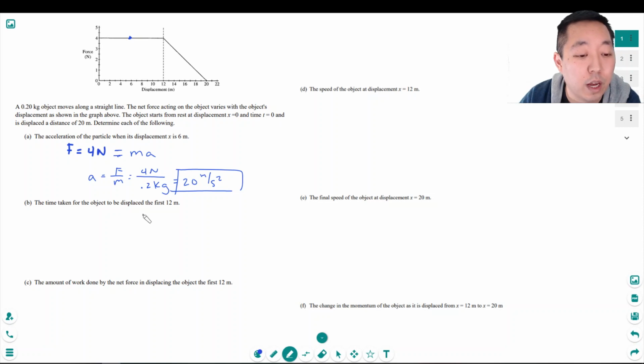The time taken for the object to displace the first 12 meters. Well, this whole time it's subject to a constant acceleration of 20 meters per second squared. If I want to look at displacement, I'm looking at this kinematic equation, v naught t plus 1/2 a t squared, or this equation, v squared equals v naught squared plus 2a delta x. Both of these are fine equations to solve for delta x, which is the displacement.